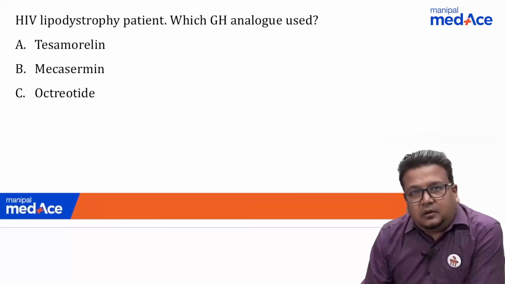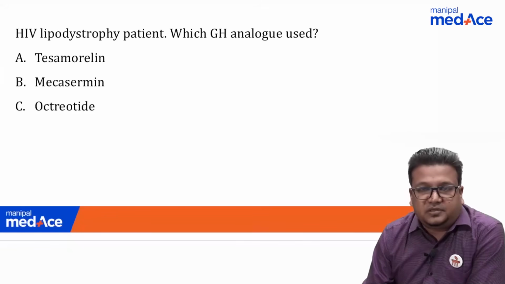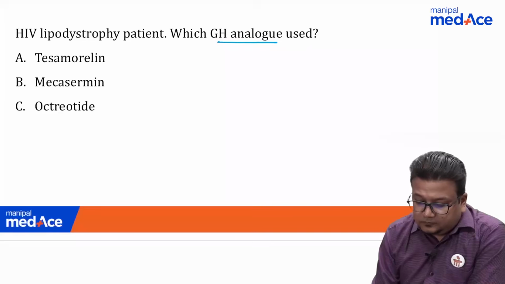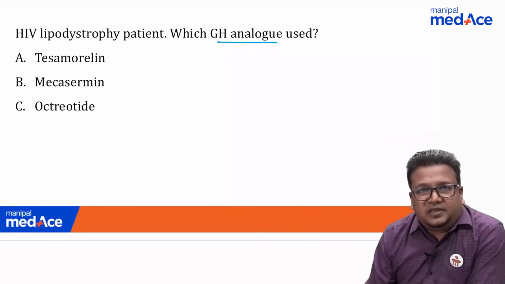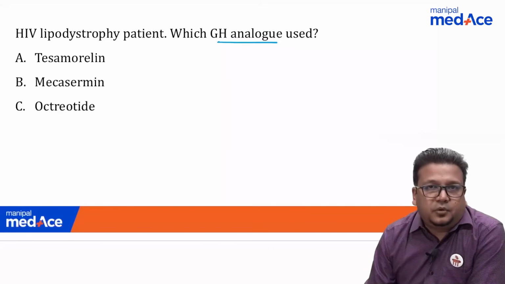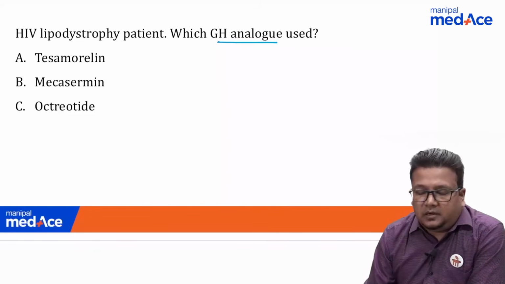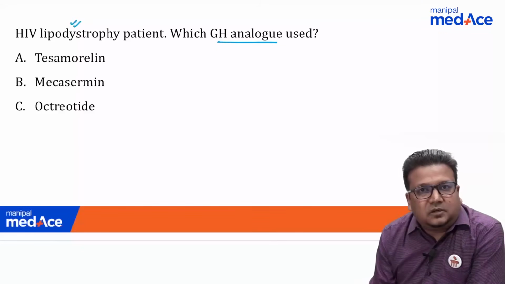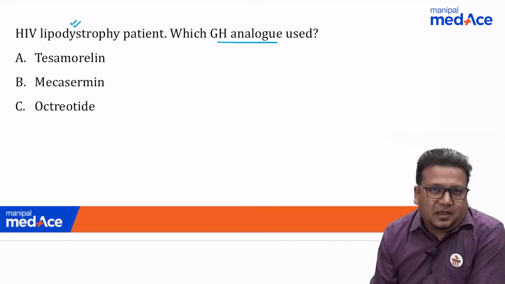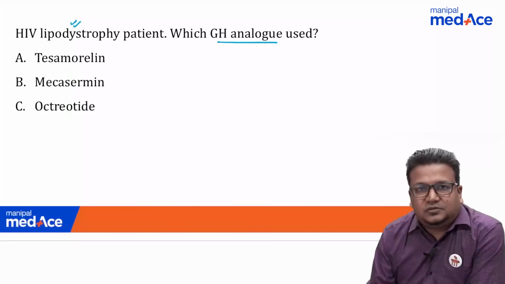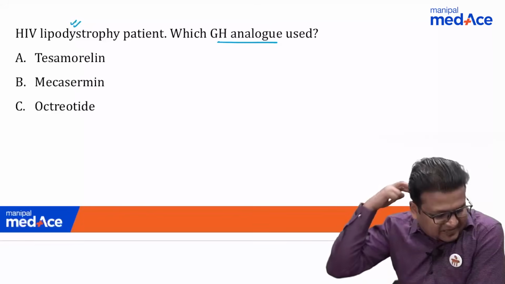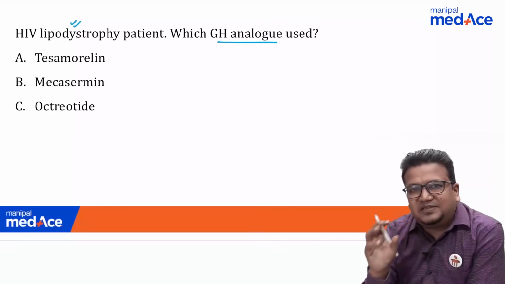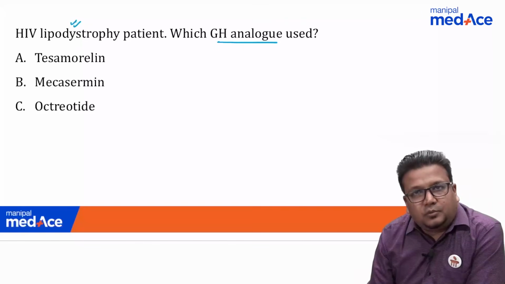This is the new question. HIV lipodystrophy patient, which growth hormone analog can be used? So there are several HIV drugs, like the protease inhibitors and the NRTIs, which can cause lipodystrophy. Lipodystrophy is a mix of lipohypertrophy and lipoatrophy. So at some places the patient develops excess fat, like at the back of the neck, and in other places, like the face, there is atrophy. Which growth hormone analog can be used?